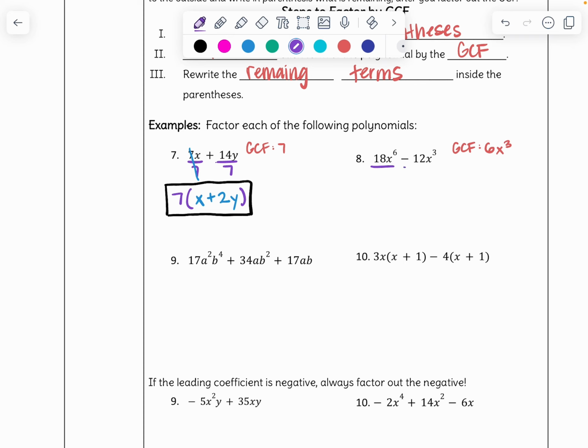So I'm going to divide both of these terms by the GCF, and then I'm going to write the GCF outside of parentheses and divide. 18 divided by 6 is 3, and then we have x. Subtract the exponent. 6 minus 3 is 3. Negative 12 divided by 6 is negative 2. And then we have 3 minus 3 for the x, so that cancels out.